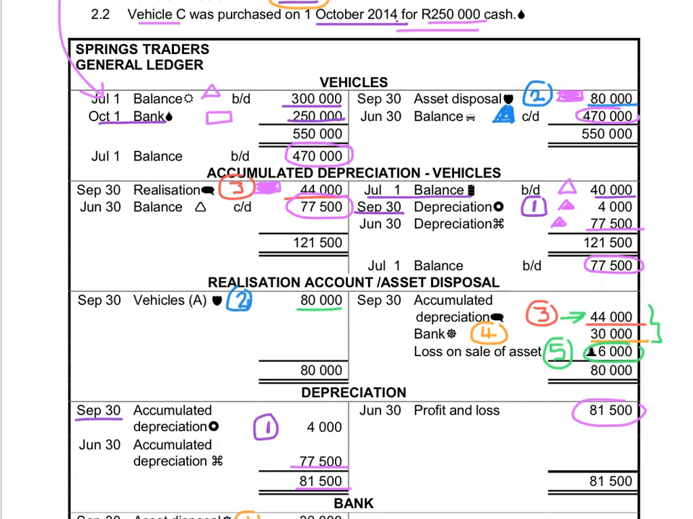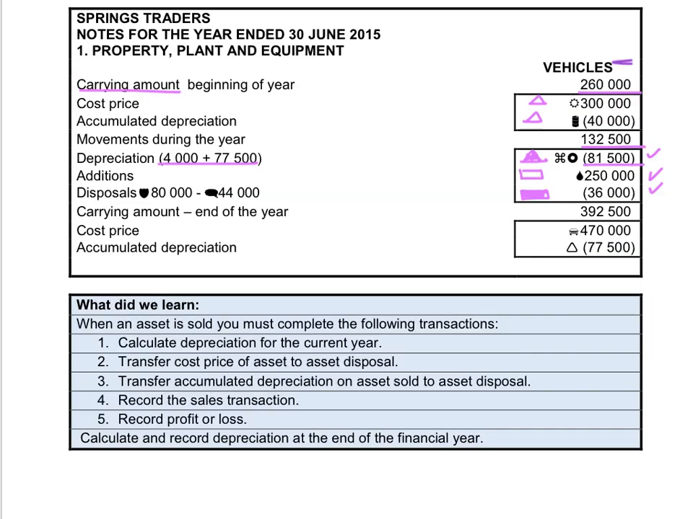We will use the closing balance of vehicles is 470,000. The closing balance of accumulated depreciation is 77,500. Therefore, we will indicate that the cost price at the end of the year is 470,000 and the total accumulated depreciation balance at the end of the year is 77,500. 470,000 minus the 77,500 will give me 392,500. So that is what my asset is worth at the end of the year.